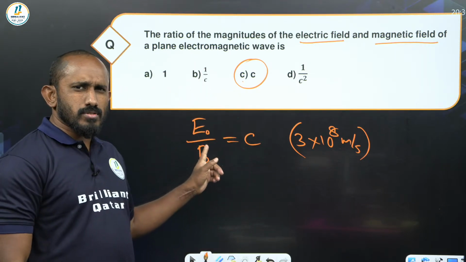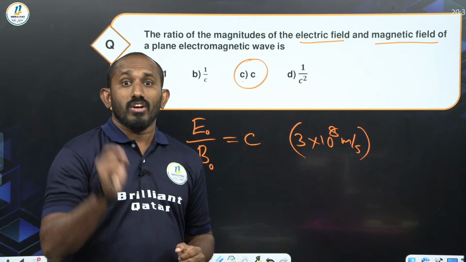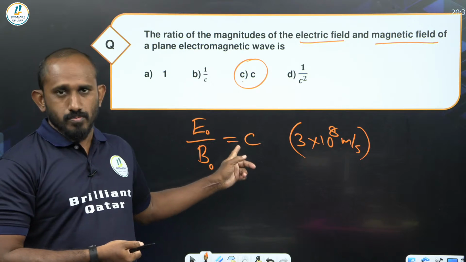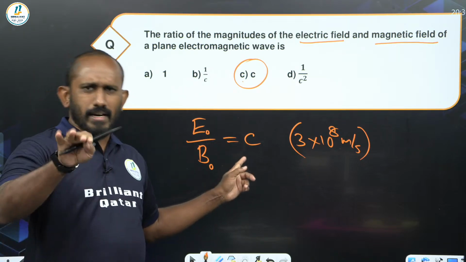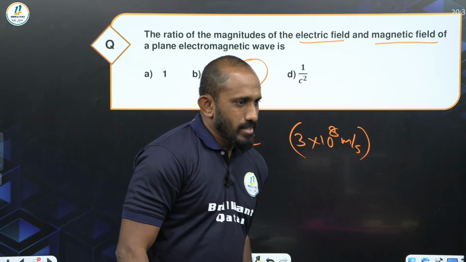The same terms you might have gone through in moving charges and magnetism also. But that topic is deleted now. The velocity selector concept was there. Then also E by B will be equal to the speed V. From that idea, this also: E by B is equal to C. Okay? Great. Many got that?